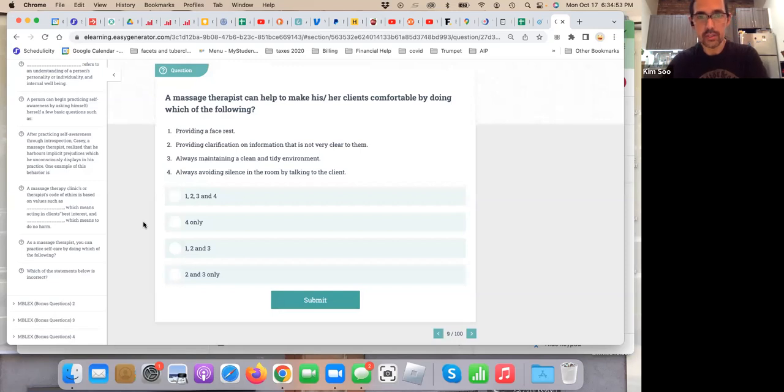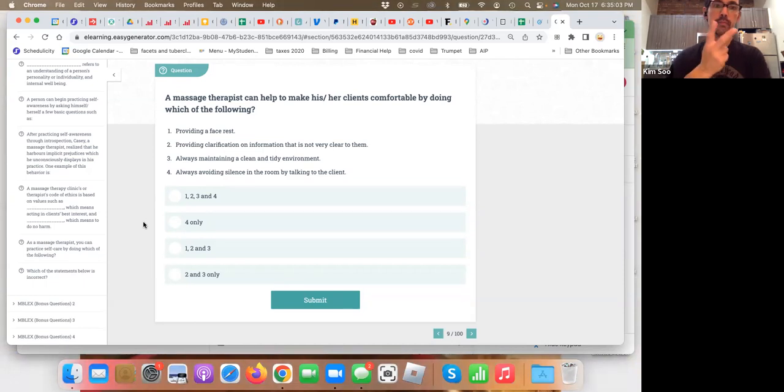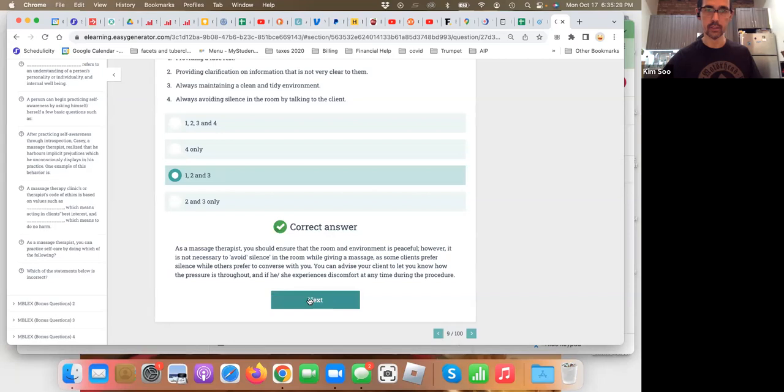A massage therapist can help to make her clients comfortable by doing which of the following: providing a face rest, providing clarification on information that is not very clear to them, always maintaining a clean and tidy environment, always avoiding silence in the room by talking to the client. Okay, always maintaining a clean and tidy environment, providing clarification on information that's not very clear to them, providing a face rest. So I think it's 1, 2, and 3, but not 4. So let's try that. And that is correct.